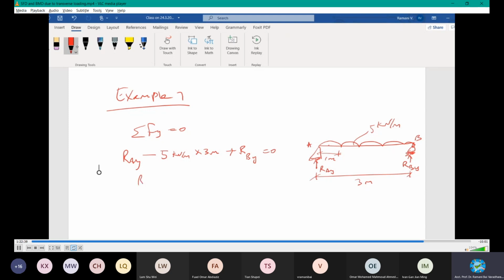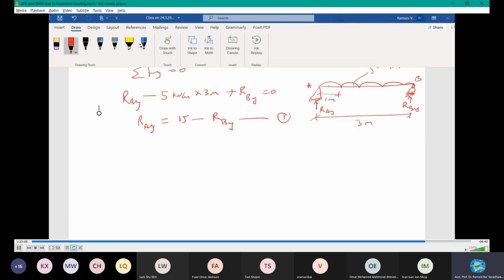RBY is equal to RA. Again, I have the same problem of 2 unknowns, 1 equation. Let us keep it like that, then we find out RBY. RAY is equal to, how much is this? Just take this side, you will end up with 15 positive, and when this comes to this side, it will become like this. Keep this as equation 1. You have one equation, 2 unknowns. Let's use another equilibrium condition to find the unknown.